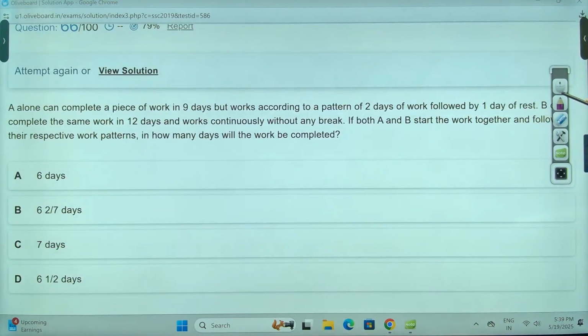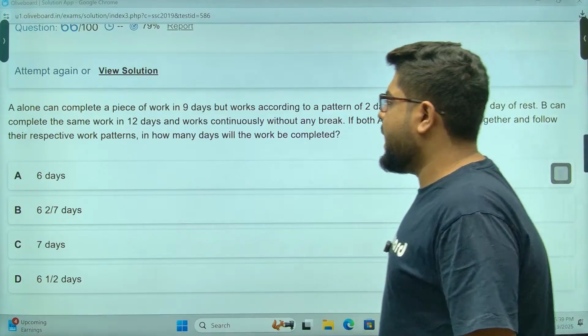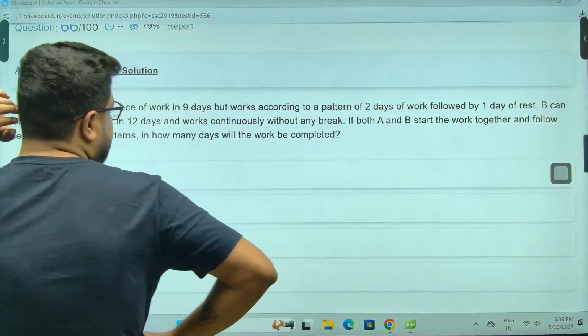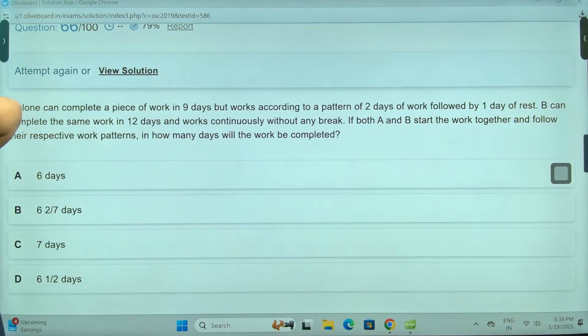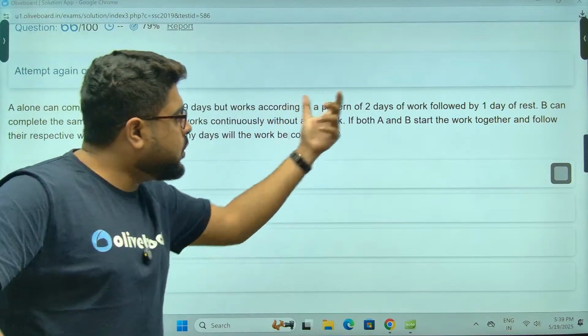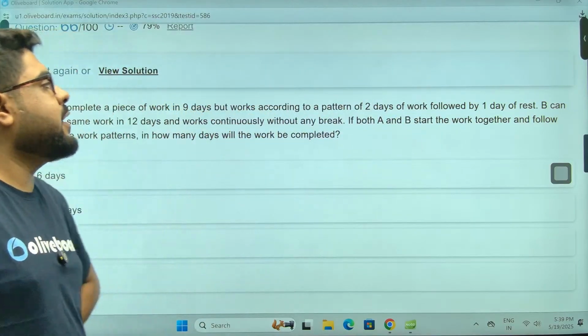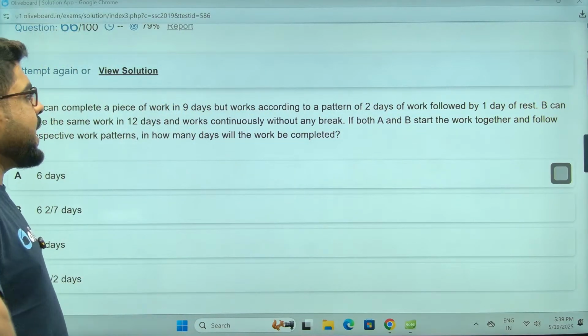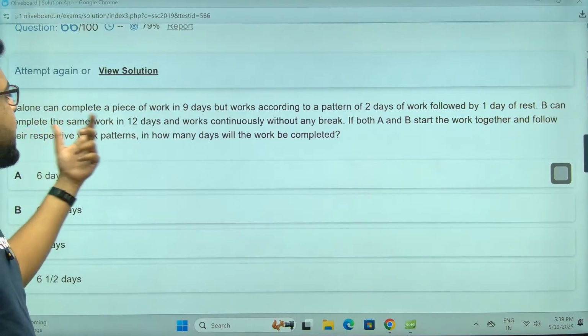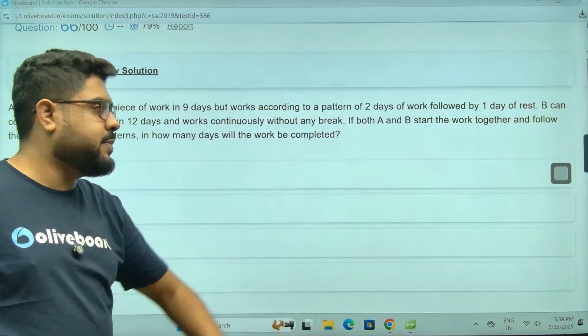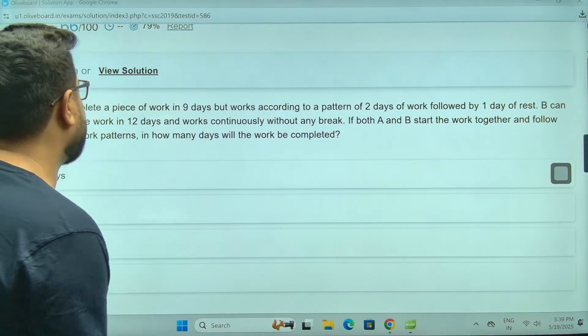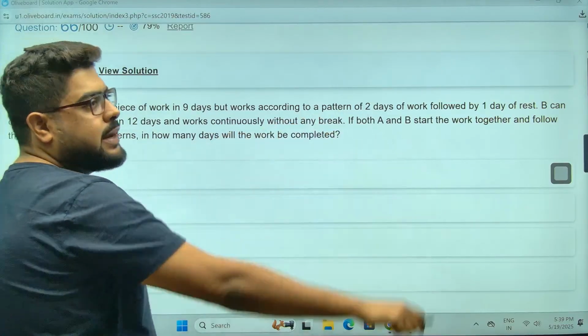Chalo, sir. A alone can complete a piece of work in 9 days, but works according to a pattern of 2 days of work followed by 1 day of rest. And B can complete the same work in 12 days and works continuously without any break. A and B start together and follow their pattern.